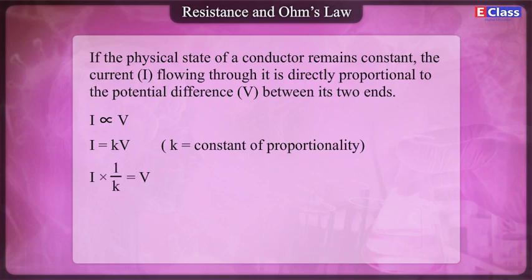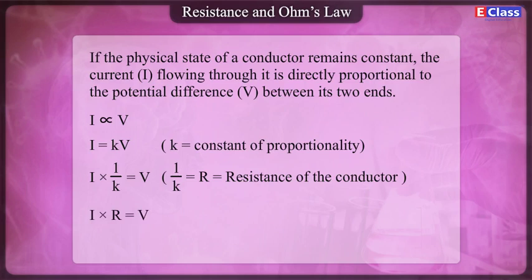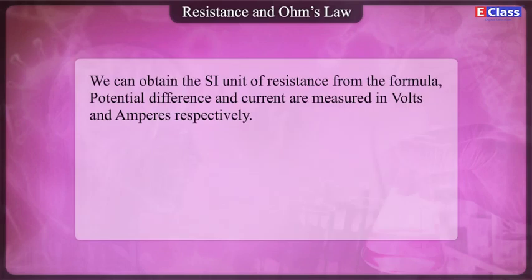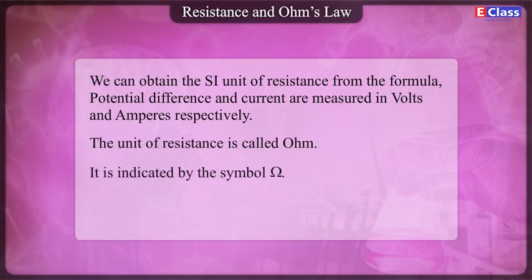I multiplied by 1 upon k is equal to V. 1 upon k is equal to R, which is the resistance of the conductor. I multiplied by R is equal to V, hence V is equal to IR, or R is equal to V upon I. This is known as Ohm's Law. We can obtain the SI unit of resistance from the formula. Potential difference and current are measured in volts and amperes respectively. The unit of resistance is called ohm. It is indicated by the symbol.